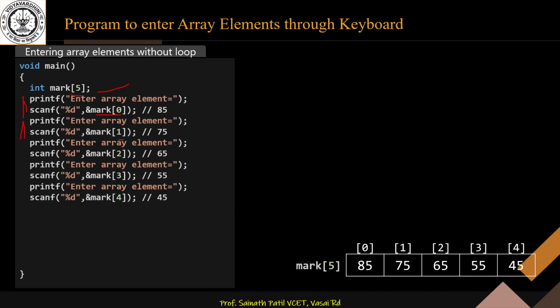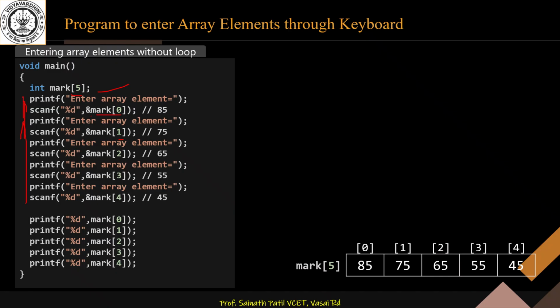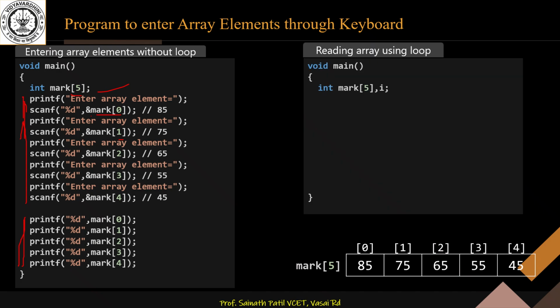So in this case, with 5 array elements, we'll have to execute this printf scanf statement 5 times. So this is not a correct way. Similarly, we can display 5 elements by using 5 different printf %d mark of 0, mark of 1, like that. This is not the correct or optimized use of an array. So an array can be used with a loop. So the same program we can write, but in a different way.